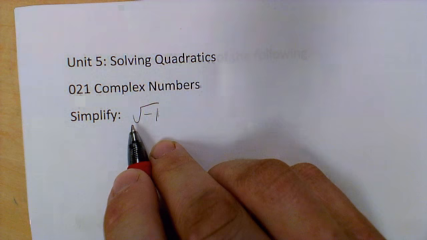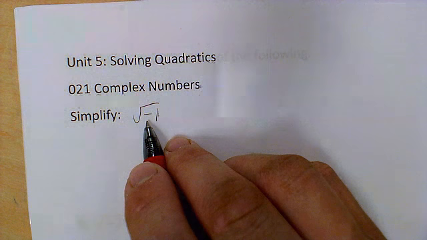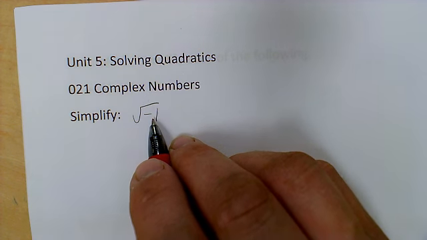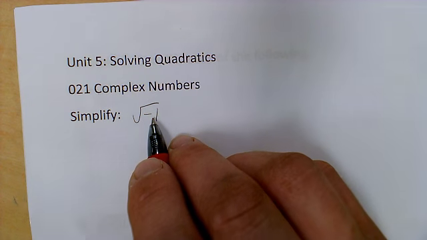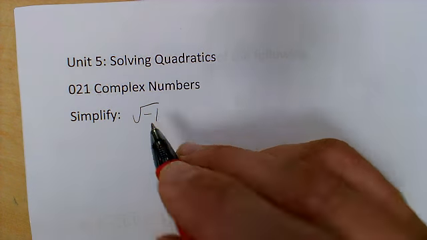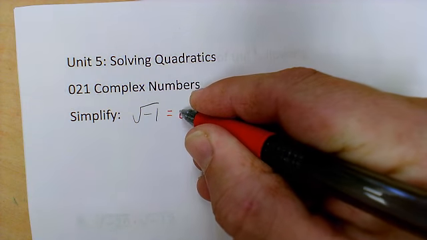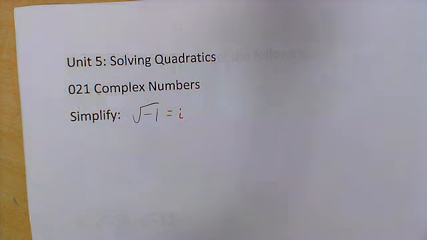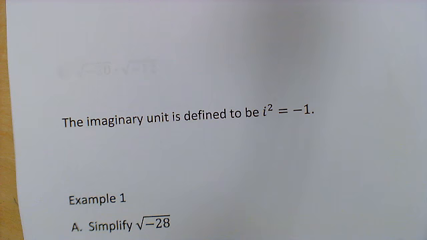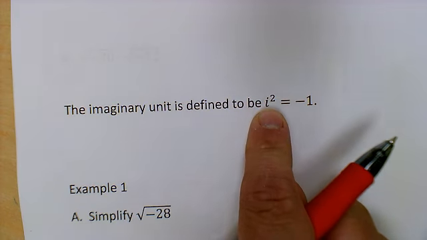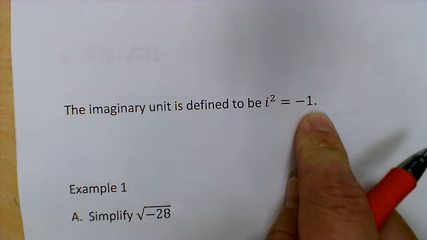First thing you need to know, there is no real number that you can multiply to itself to be a negative number. So in these situations, we have to create complex numbers, of which we will use i. When you see the square root of negative 1, that's going to be equal to i for this lesson. In fact, i is called the imaginary unit, and it is defined so that i squared, when you multiply it to itself, is equal to negative 1.